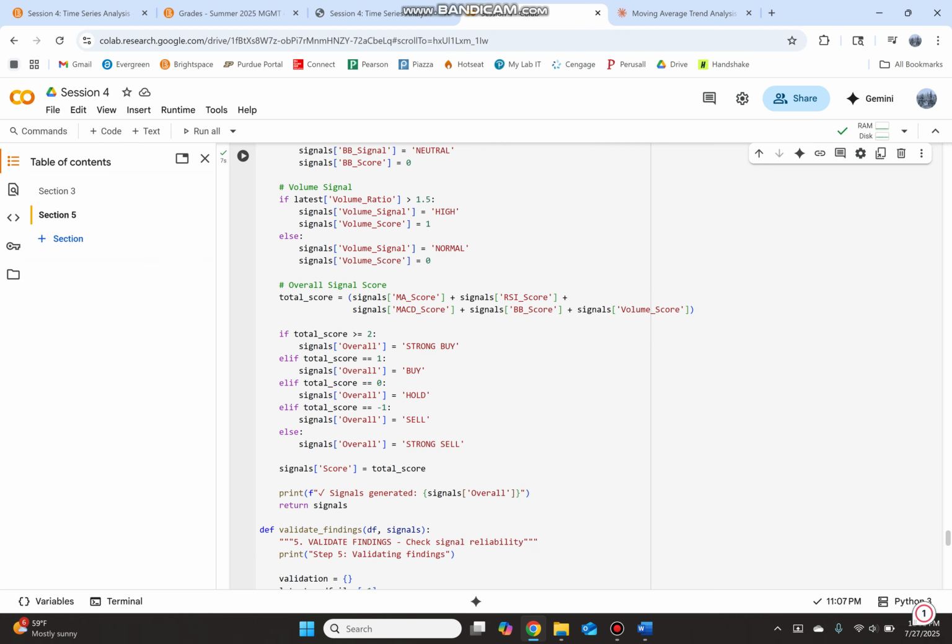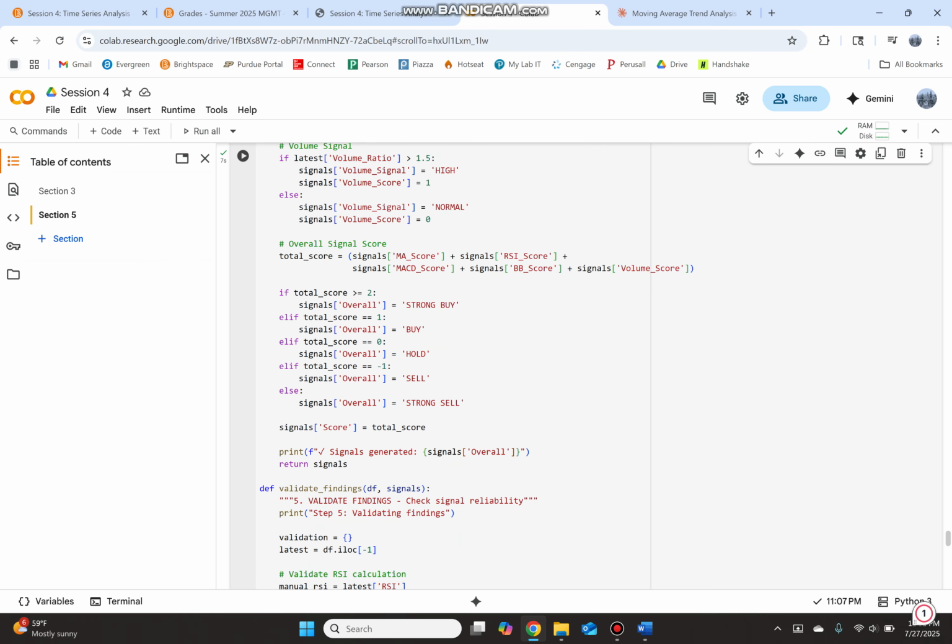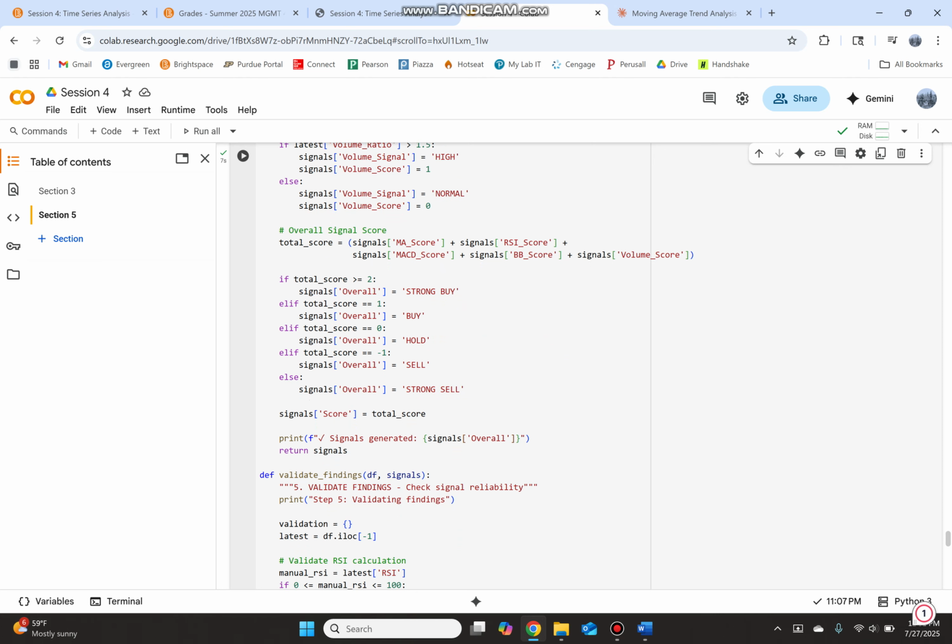And then it adds those up to be out of 5. If it's over 2, it's a strong buy. If it's 1, just buy. 0 is a hold.